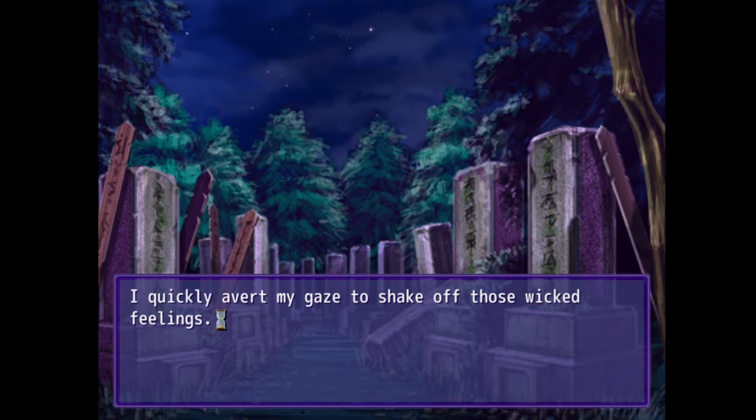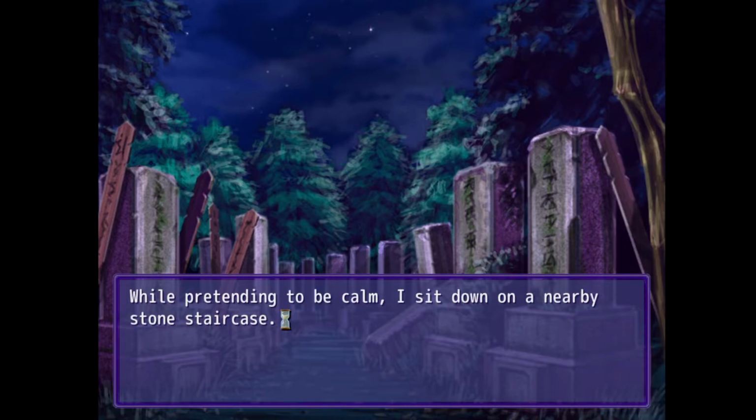I quickly avert my gaze and shake off those wicked feelings. I mean, she's just the professor, gee whiz. While pretending to be calm, I sit down on a nearby stone staircase.